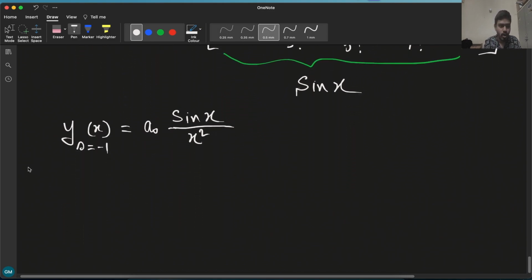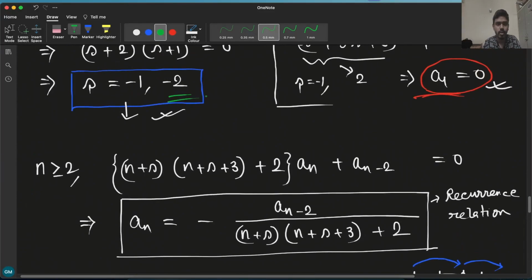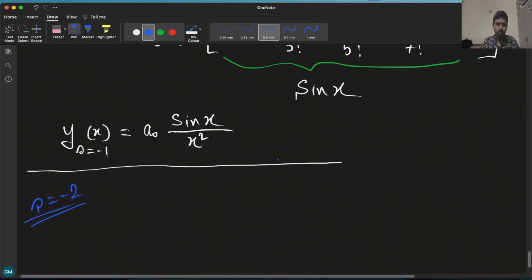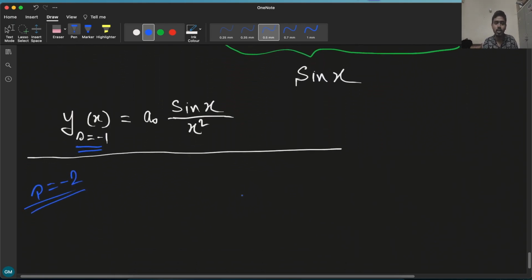And let's look at the other value of s, that is s equals to minus 2. Because the idea is very simple. It's a second order differential equation, so we are expecting two independent solutions. One we got for s equals to minus 1, and the other we will find for s equals to minus 2, and then the general solution will be a linear combination of these two solutions.